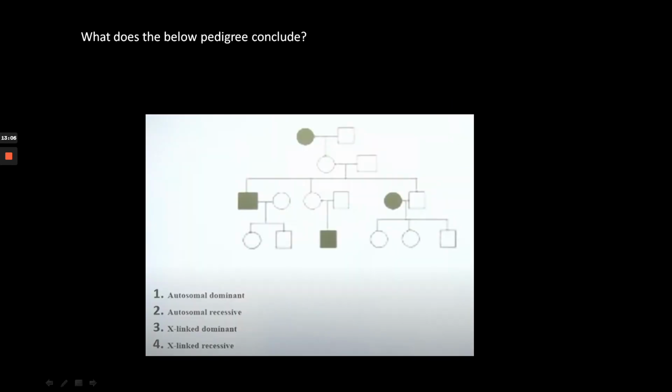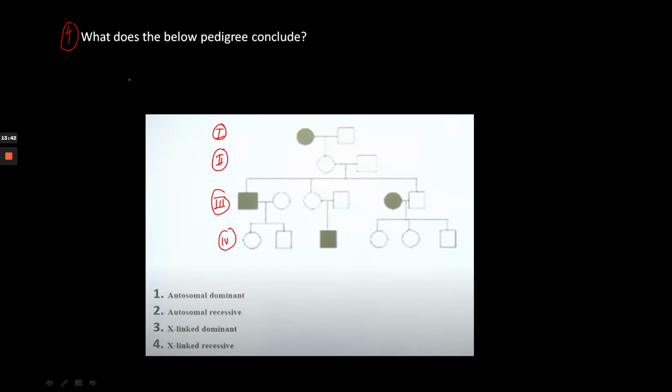Okay, now let us talk about the next example. What does the below pedigree conclude? So here is one pedigree given in front of you. Let us first mark all the generations: first, second, third, and the fourth.